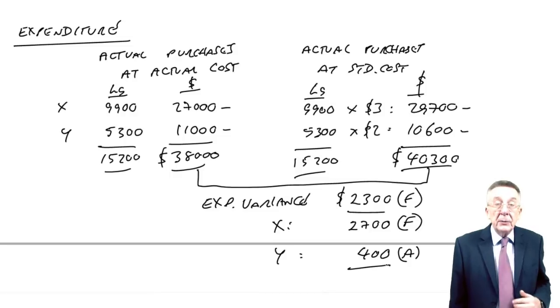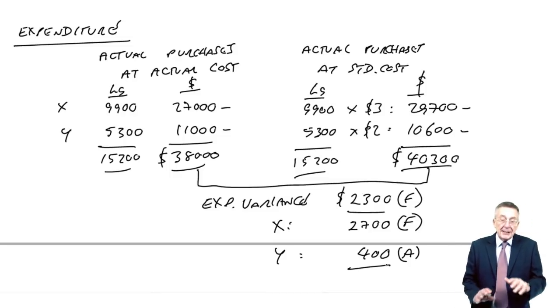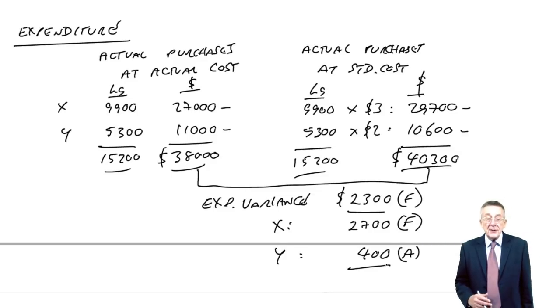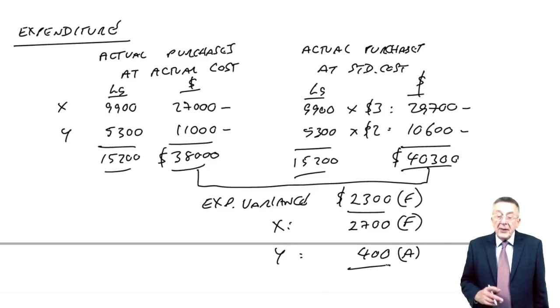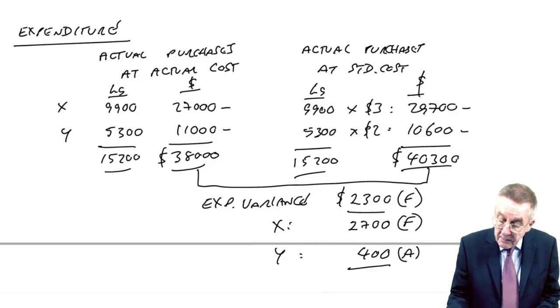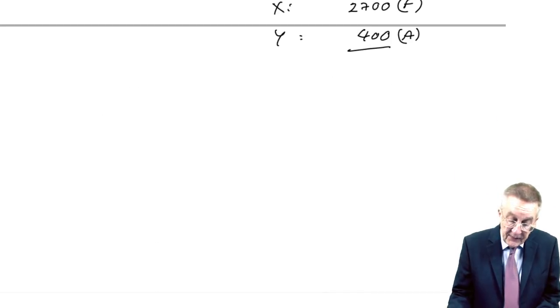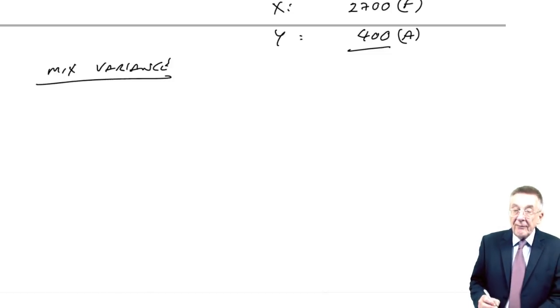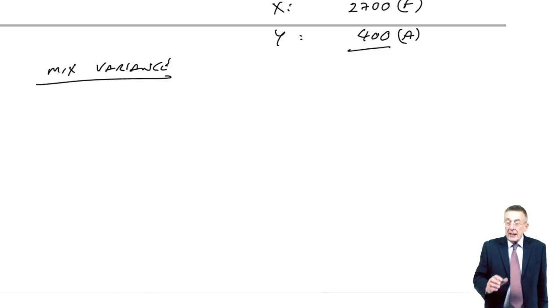All right, that's sorted that out. And so from now on, we can forget how much we actually spent. We can concentrate just on standard cost. But the next thing I'll look at is this mix, the mix variance. Now, again, I'm going to do it in columns. And I'll write the headings, but then I'll immediately do it.